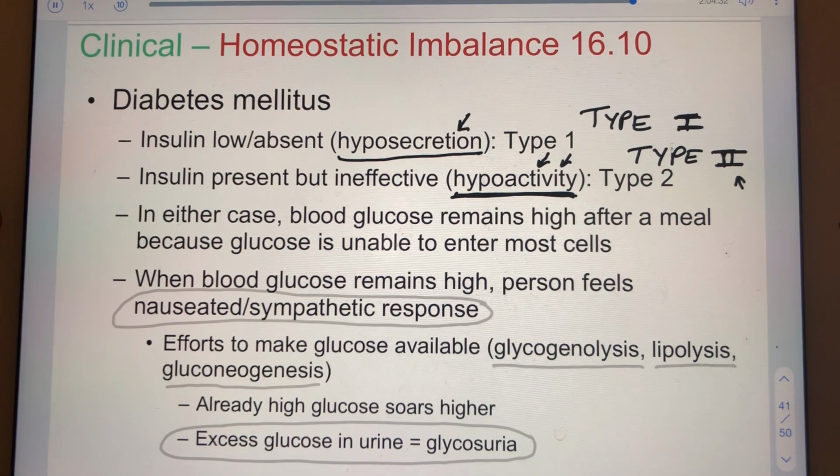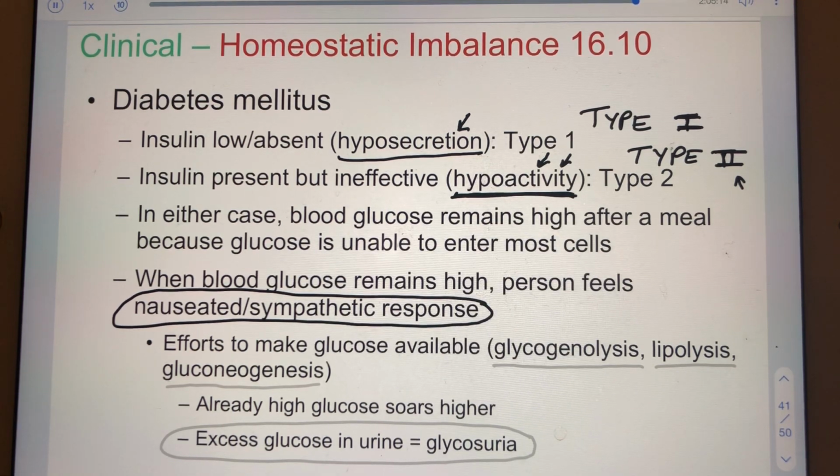Okay? In either case of diabetes mellitus, blood glucose will remain high following a meal because that glucose isn't being cleared. It isn't being taken in by our cells, at least most of our cells, right? Some of our cells can access glucose no matter what. And when blood glucose levels remain high, the patient has, in general, what is generally called a vagus response, or a sympathetic response, when they feel nauseous, okay?